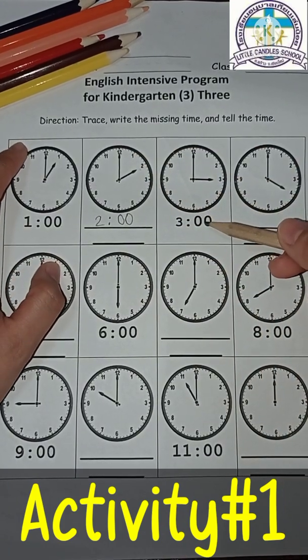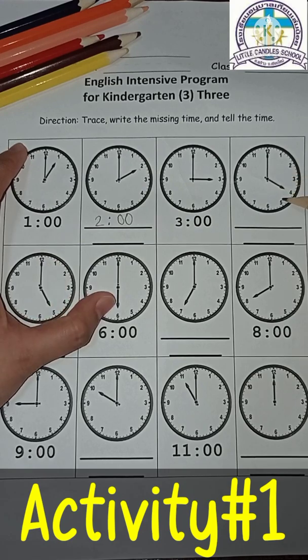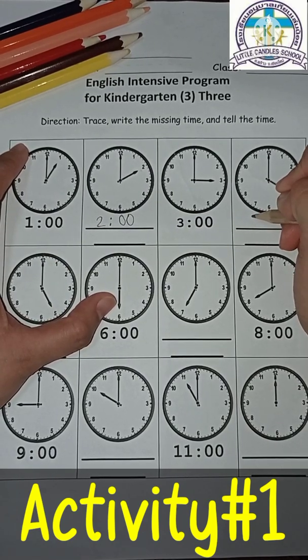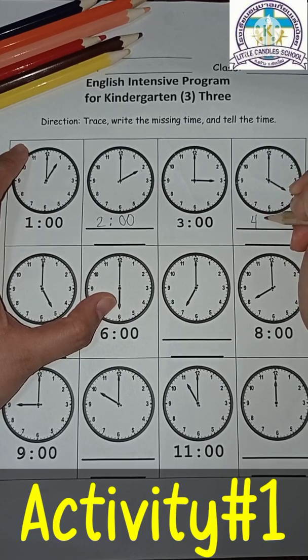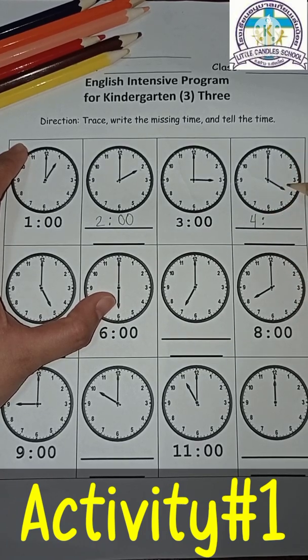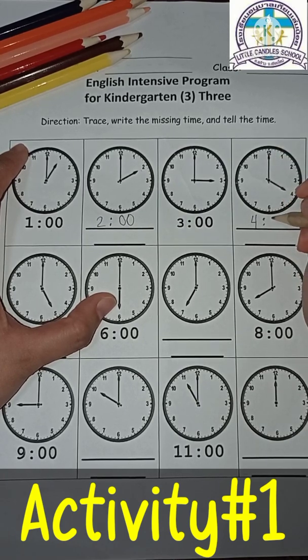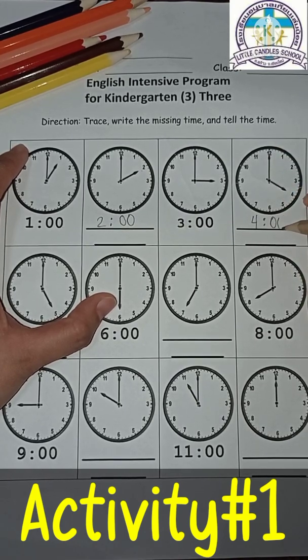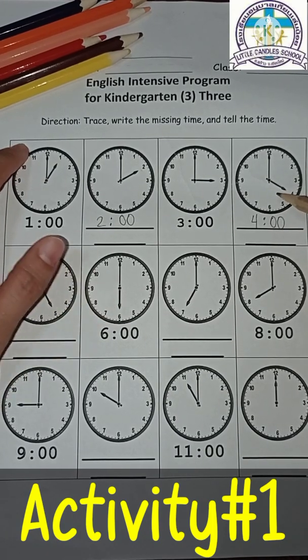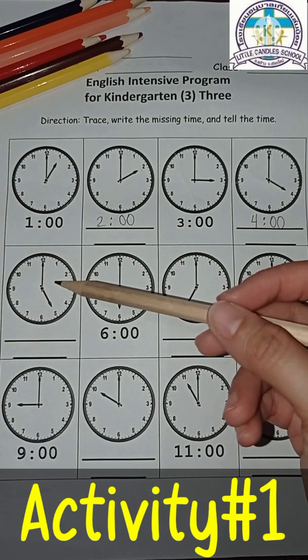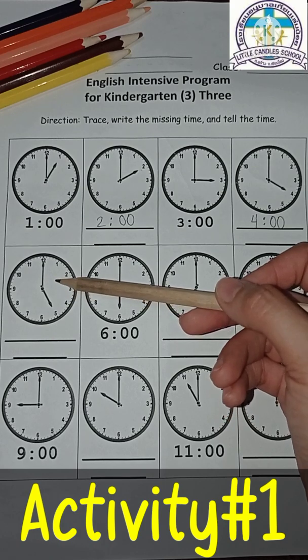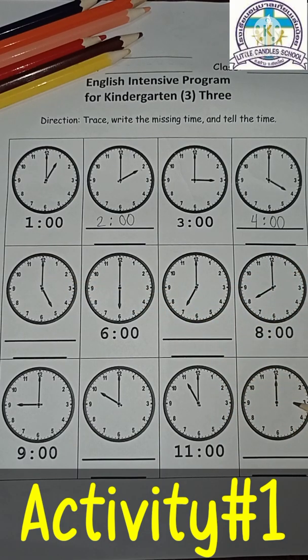The next one is 3 o'clock. How about the next one? What time is it? Short hand on number 4. So you will write number 4. And then the colon. And then the long hand points to number 12. So we will write 0 and another 0. That is 4 o'clock. Then you will do the same thing from here until here.